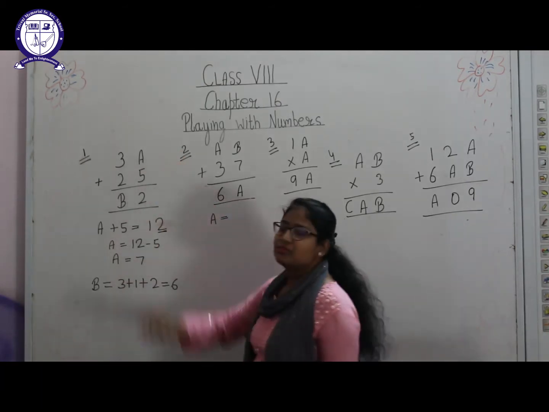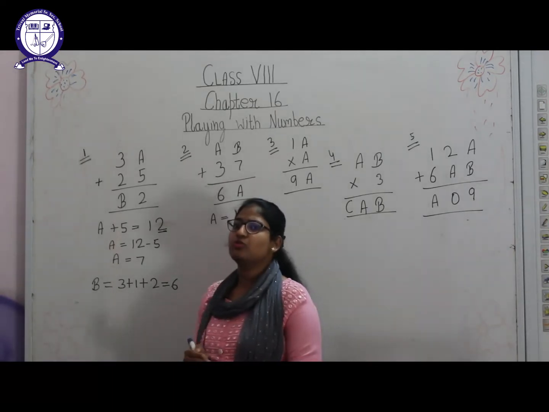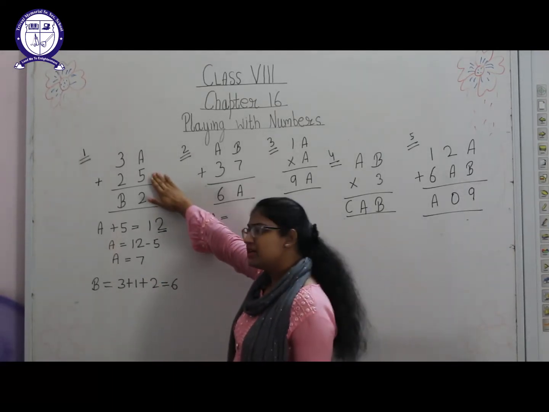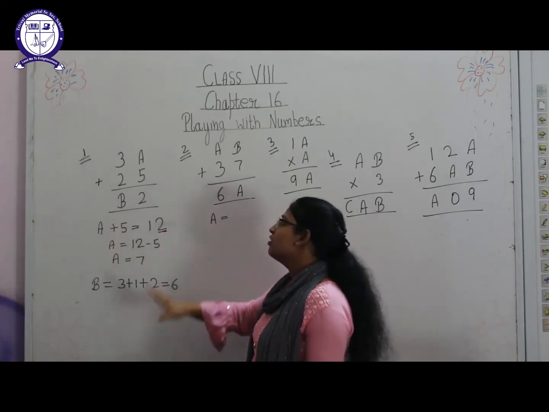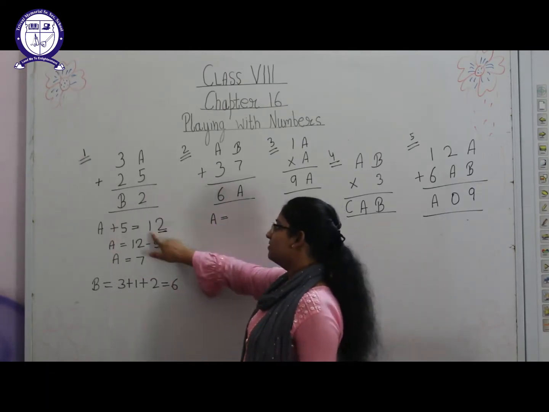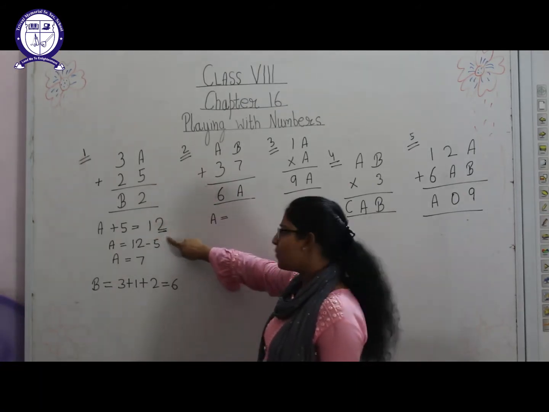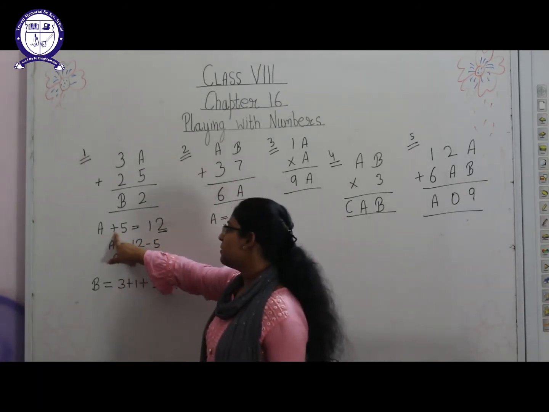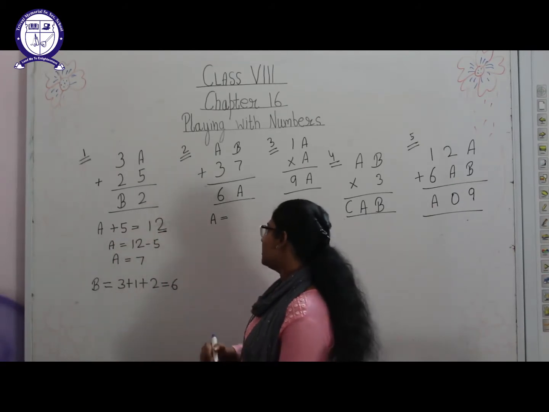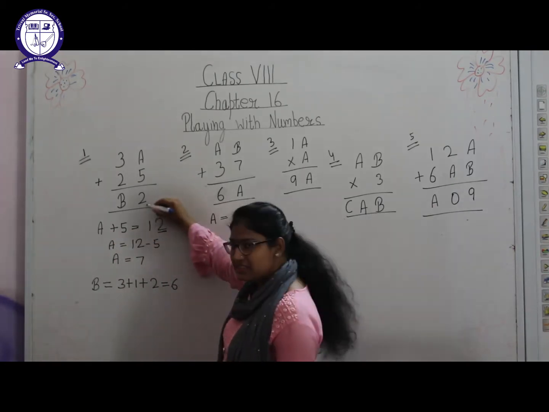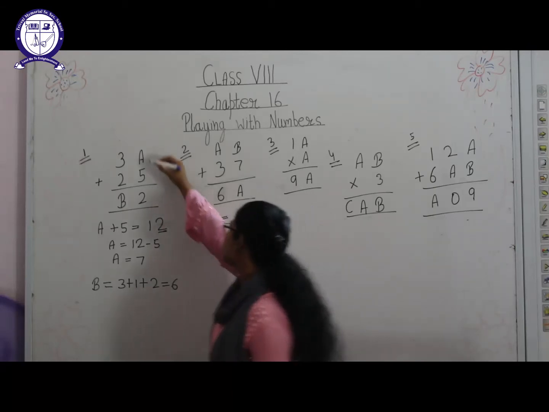2 by adding something to 5? We can't get 2, because 5 is a bigger number than 2. So we can get 12. If we add A to 5, we can easily get 12. As here I have written, A plus 5 is 12. So 2 is the unit place digit here, and this 1 is the carry.